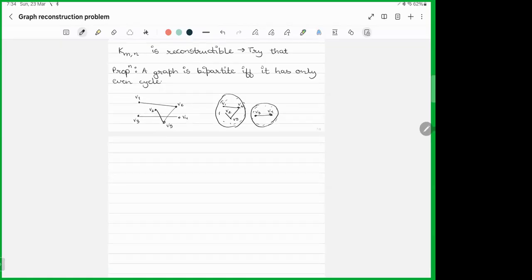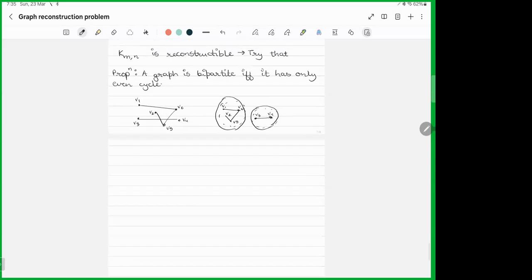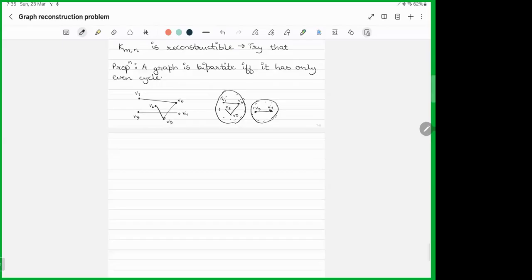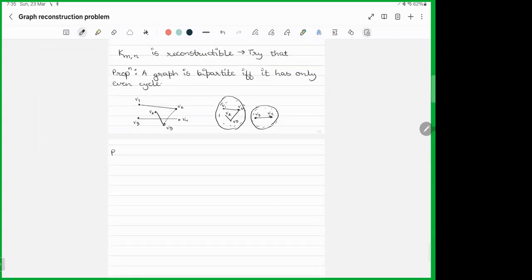So that is fine now. Okay. Now what I want to prove is that a disconnected graph is also reconstructible.